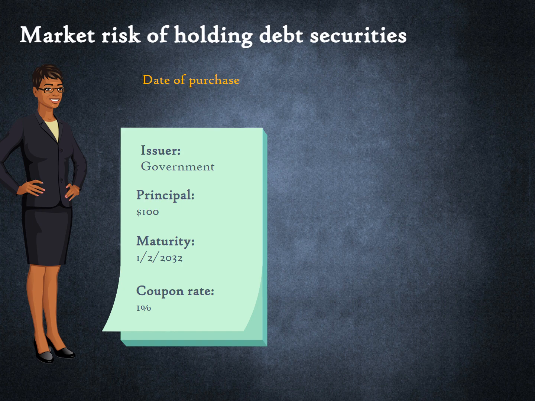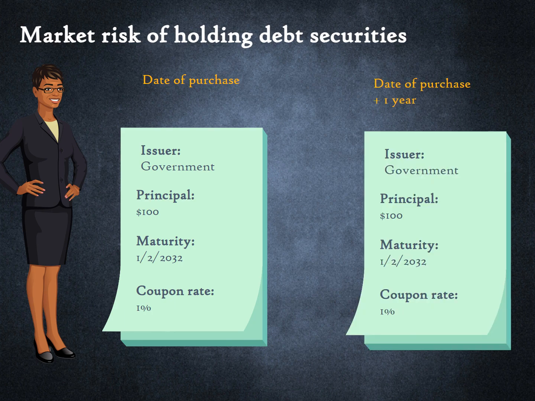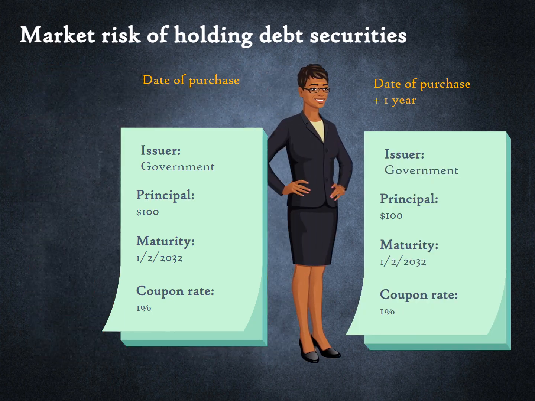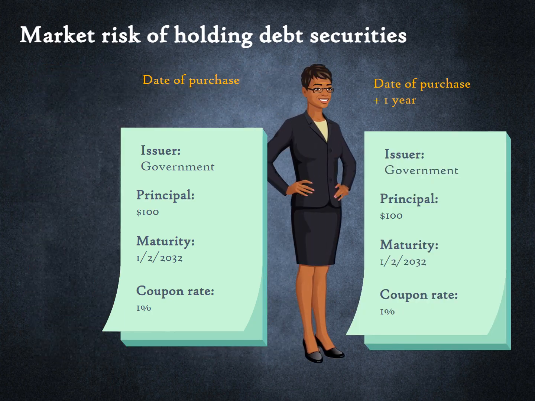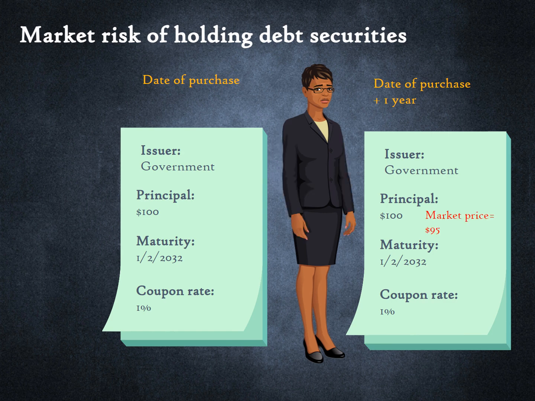A year passes and now interest rates in the economy have increased. From mortgage lenders to credit card issuers, everybody is demanding higher rates. Alice needs cash and wishes to sell this bond. No one is willing to buy a security that only yields 1% a year. The only way Alice can sell this bond is by selling at a discount to the face value of the bond. For example, if she sells at 95, then effectively she has added $5 to the buyer's returns.